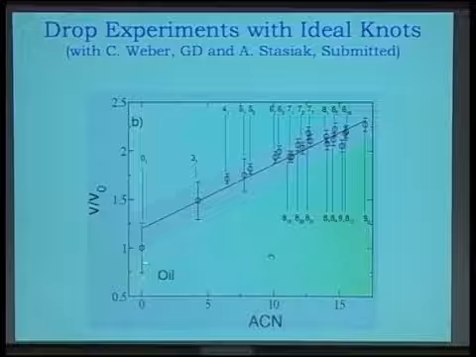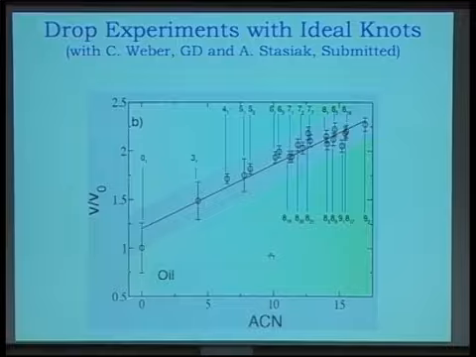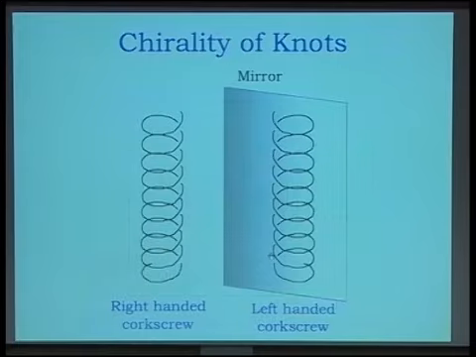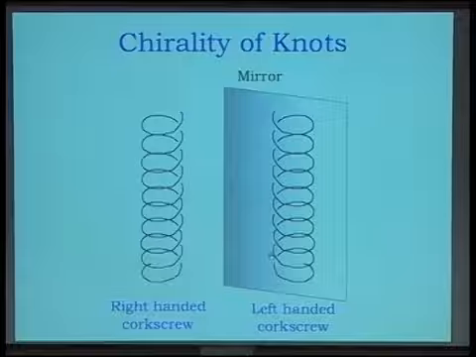We normalize with the unknot, and they almost overlap. So we get the same slope of the two data sets. I didn't show this here, but we did it in a previous experiment. Okay, then the other thing that you know is that some knots are chiral, some are not chiral.